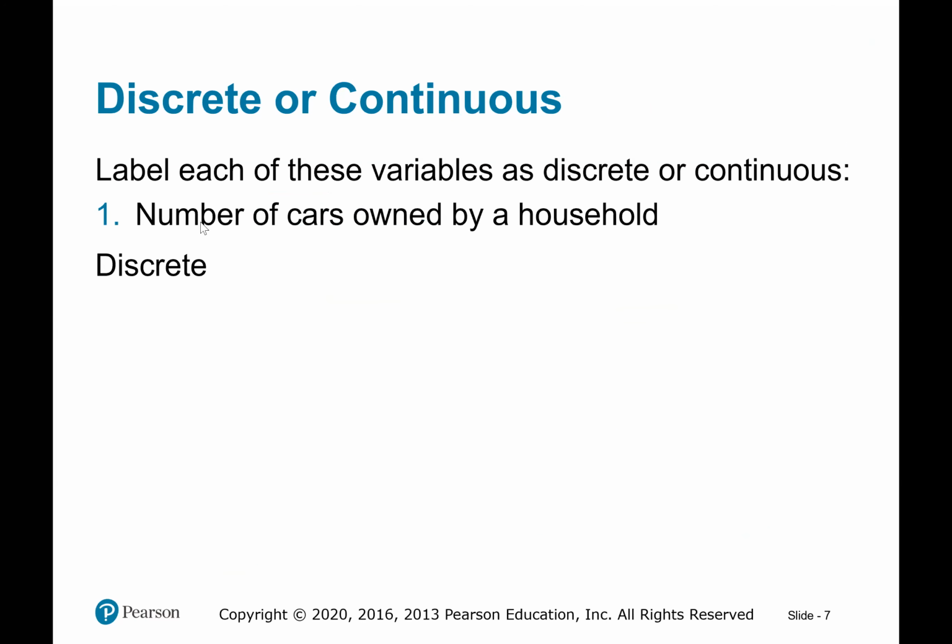Label each variable's value as discrete or continuous. Firstly, the number of cars owned by a household. It should be discrete because it should have 1 car, 2 cars, 3 cars, or 0 cars, but you don't want to have half of a car or something like that, right?